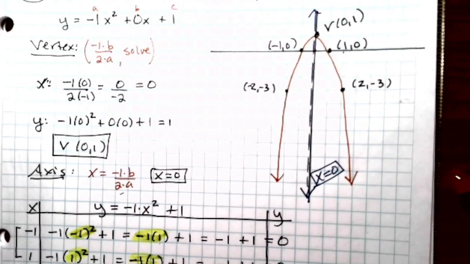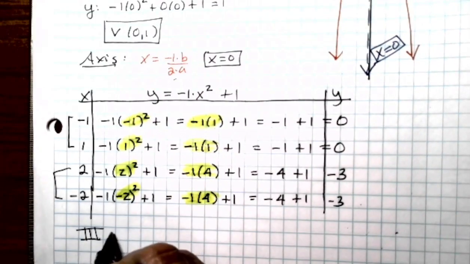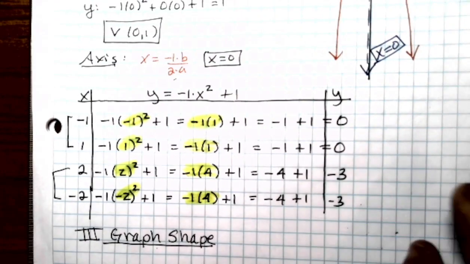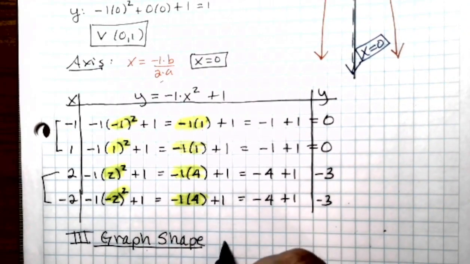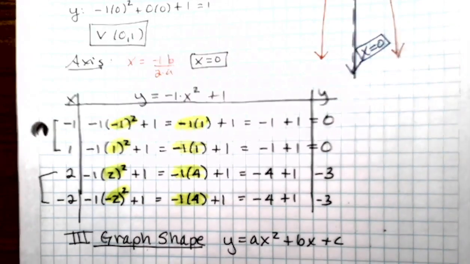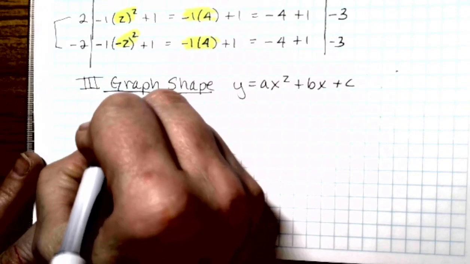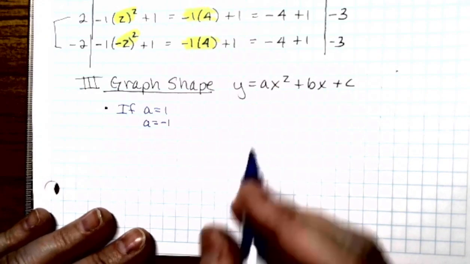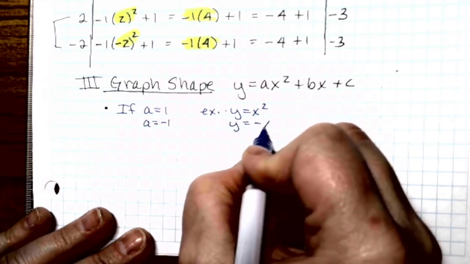All right. The last thing we're going to go over on the notes is a little bit about graph shape. One of the hardest parts about graphing parabolas is knowing when you're getting off. Like, when is your graph not correct? So let's say here's your graph, y equals ax squared plus bx plus c. There are 3 basic shapes that you're going to run into. The first one is if a equals 1 or a equals negative 1. So for example, that would be something like y equals x squared or y equals negative x squared.